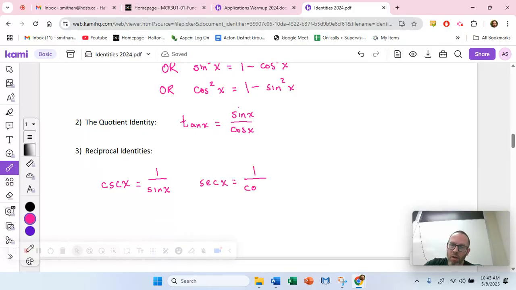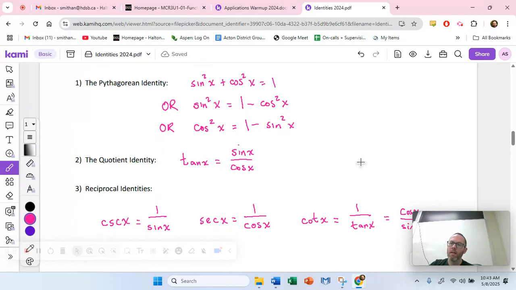The secant ratio is 1 over cosine. It's the reciprocal of cosine. And then we had one more ratio. The reciprocal ratio cotangent x is 1 over tan x. If you guys can add one more little equal sign there, though. If tangent is sine over cosine, that means cotangent you can write as cosine x divided by sine x.